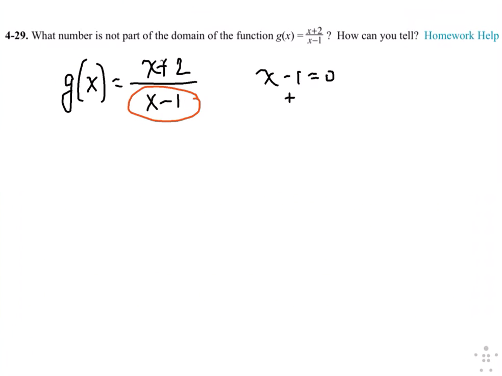And we have an easy equation, right? And we solve it. And we find out that if x is 1, then the function is undefined, right? Because the denominator is 0. So we would say x cannot be 1 for this.